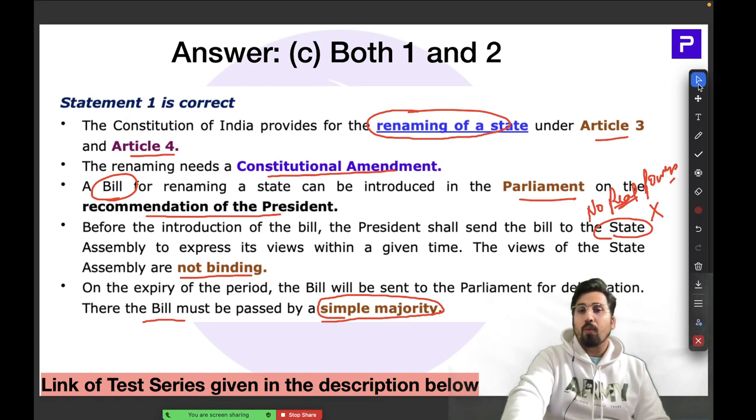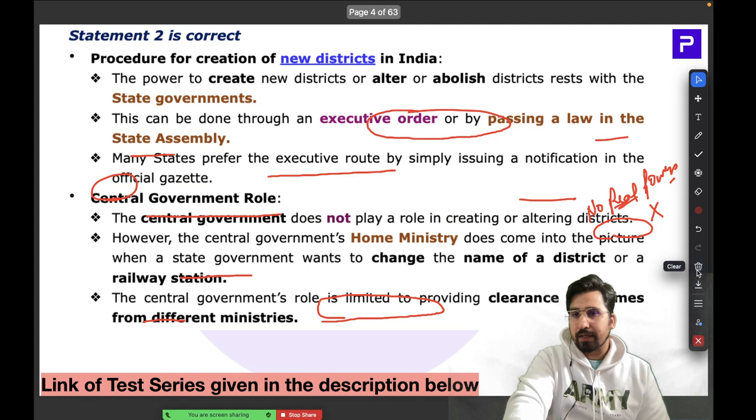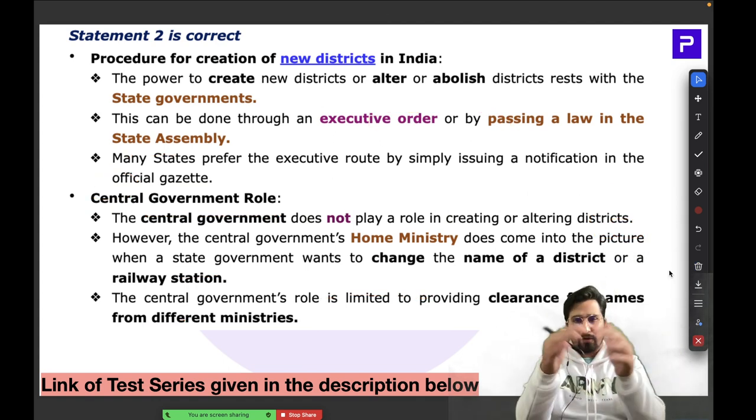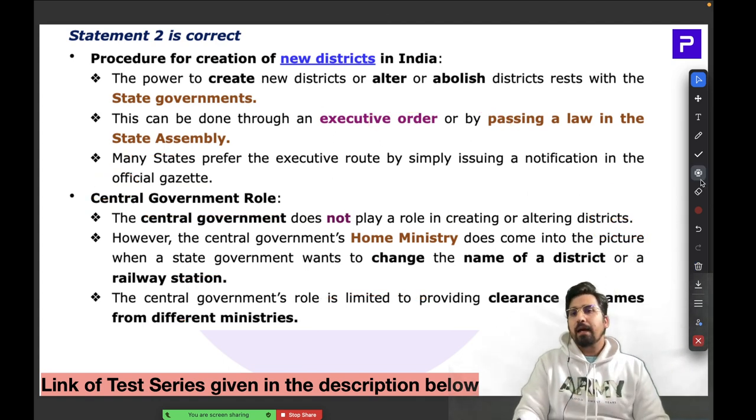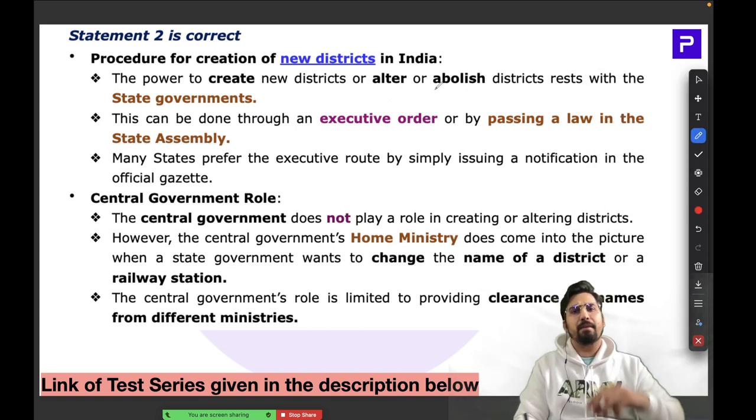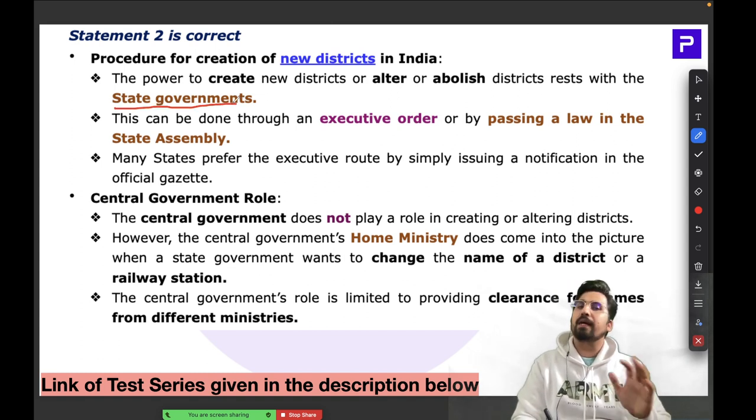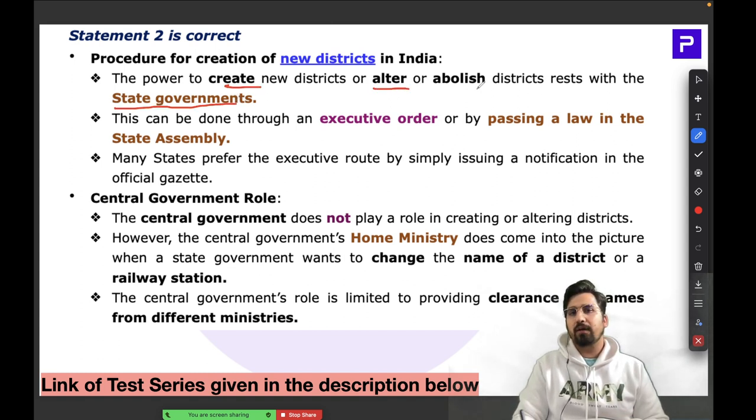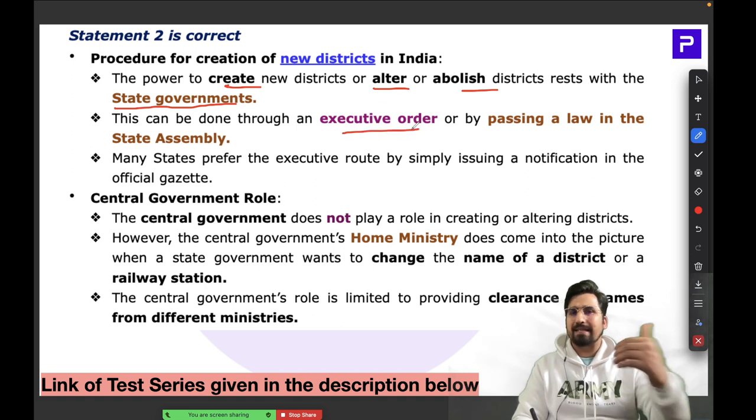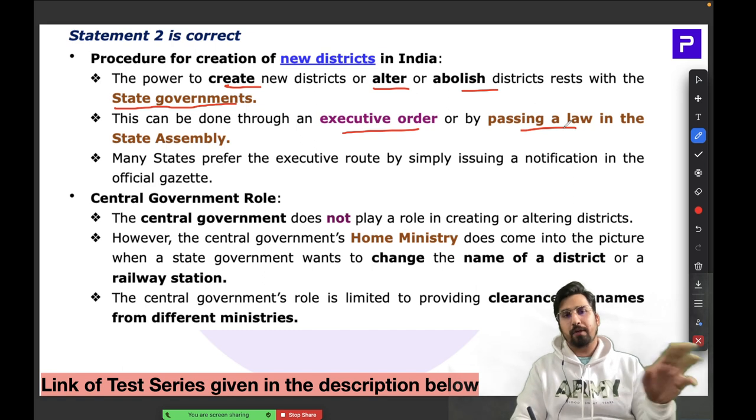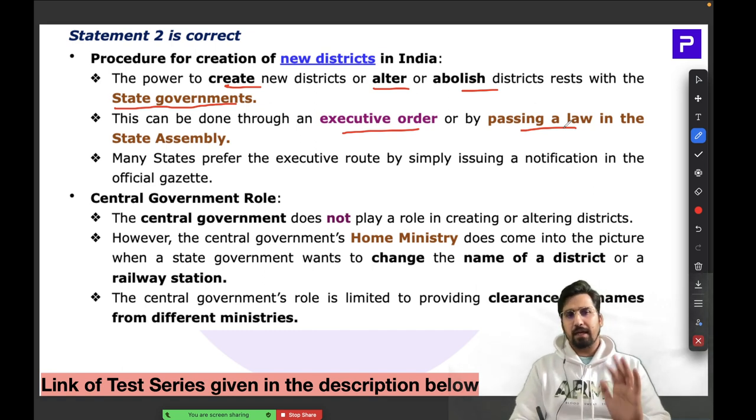But when it comes to the renaming of districts, the district is something more intact and more under the control of a state. If you want to create a new district, or rename, alter or do anything of that sort, then the real power lies with the state government with respect to creating, altering and abolishing the district. And the state government can do it very simply by passing an executive order, or they can also pass a law with respect to that in the state assembly, and the things can be done.